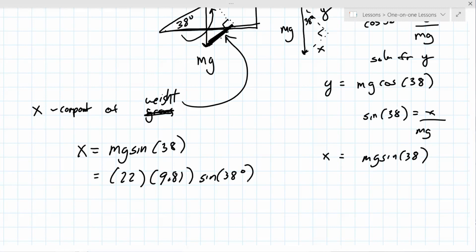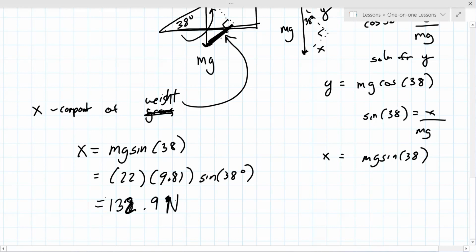Hey, Jack, I'm back. Did you get that calculated? I haven't calculated it yet. Put that in right now. All right, so 22 times 9.81 times sine 38. I end up getting 132.87. Okay, so we'll call that 132.9, or 133 newtons.